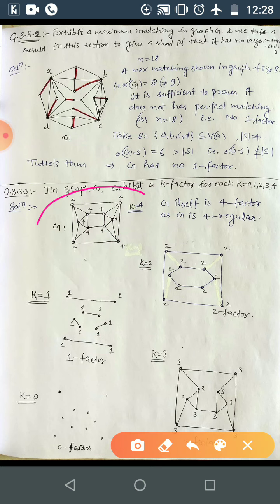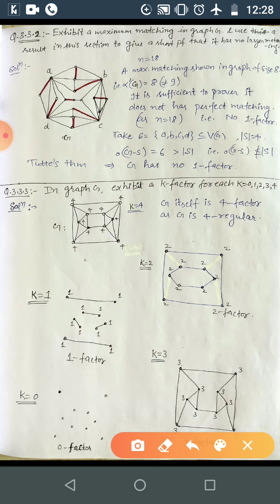So this graph is 4-regular, so it is itself a 4-factor, correct, because this is a 4-regular spanning subgraph. Obviously, the graph itself is a spanning subgraph, correct. So this is a 4-factor, so there is no need to find any factor for k equal to 4. For k equal to 4, G itself is a 4-factor, okay.